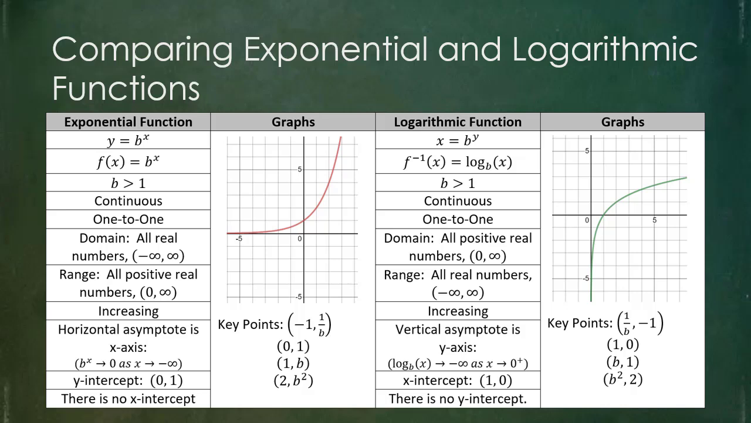And then it also had a horizontal asymptote that was the x-axis, or we could also write that as y equals 0, if that helps. And then it had a y-intercept at (0, 1). It never actually touched the x-axis because of that horizontal asymptote, so there was no x-intercept. And then some of the key points we talked about as well: (-1, the reciprocal of the base), (0, 1), then (1, whatever the base is), and (2, whatever the base is squared). We could plot those points and create a graph that looks similar to what's there.